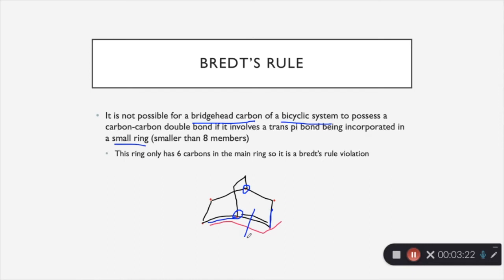If you have a big molecule where the big ring is 8 members or larger, it is totally fine for this bridgehead carbon to have a double bond. But since this is smaller than 8 members, specifically 7 carbons or less, it cannot form a trans double bond with this bridgehead carbon right here.